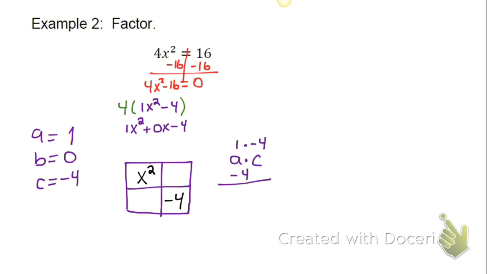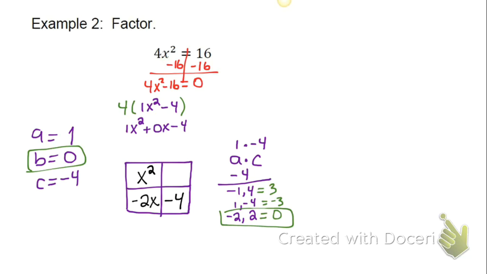And now we can make a list of the factors of AC. We can multiply -1 times 4, +1 and -4, -2 times 2. All right, those are my factors. Now remember that when we add them together, they need to equal 0. Our lucky numbers are -2 and 2, so remember that we write them with their variable, so they're going to take their x. We have -2x and +2x.